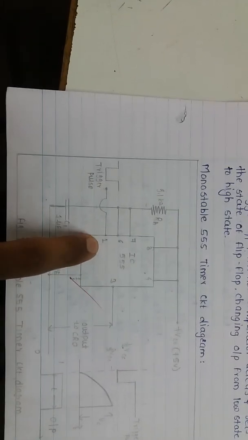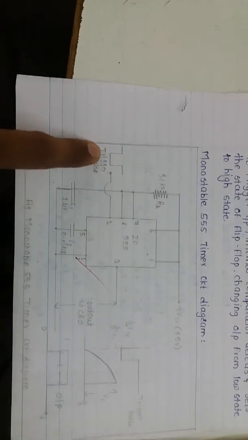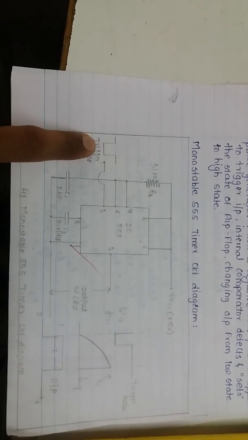Let's see how it is different from the astable multivibrator. In the astable multivibrator you use two resistances, but here only one resistance is used. In the astable you do not apply any function generator input, but in the monostable you apply a trigger pulse at pin number 2. The trigger pulse is a square wave that we use for the triggering.